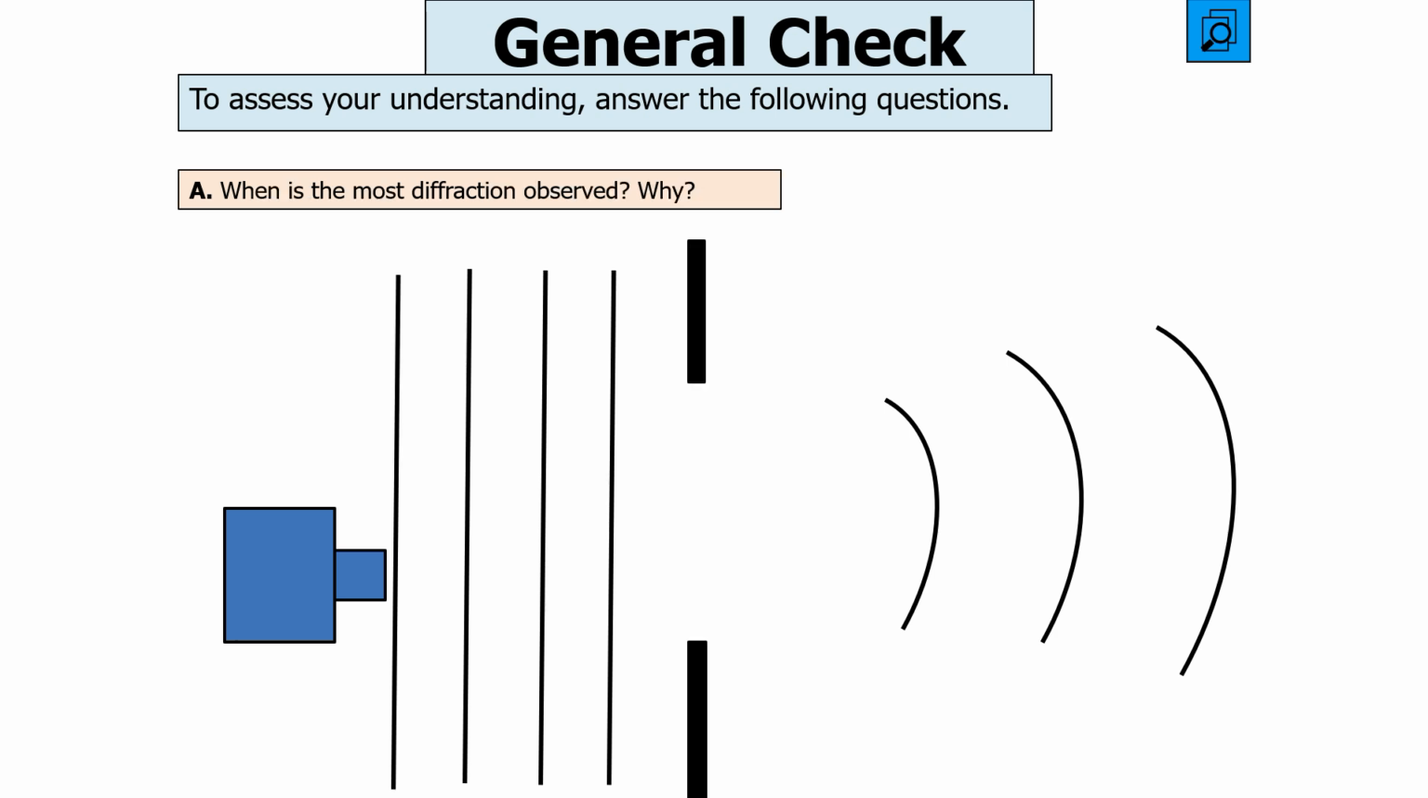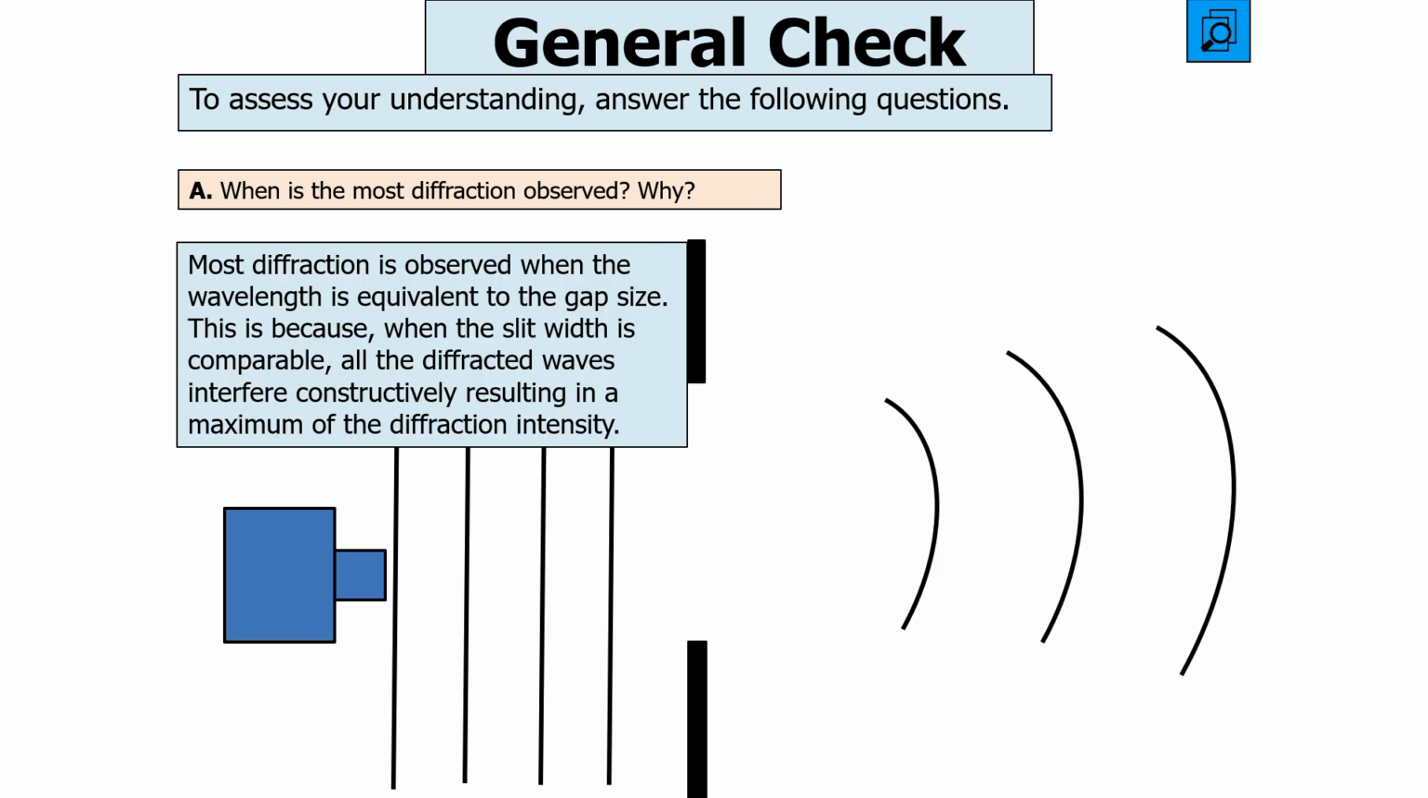The next question says, when is the most diffraction observed and why? So pause the video now, then unpause the video when you want to go through your answer. Well, most diffraction is observed when the wavelength is equivalent to the gap size it passes through. This is because when the slit width is comparable to the wavelength, all the diffracted waves will interfere constructively, resulting in a maximum of diffraction intensity.